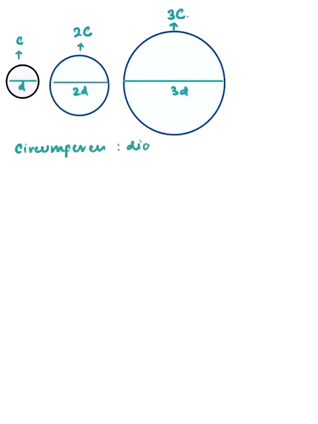This tells us that the ratio of the circumference to the diameter of a circle, be it any circle, will always be constant. You can see c by d or 2c by d or 3c by d, the ratio is not changing. The circumference is directly proportional to the diameter.